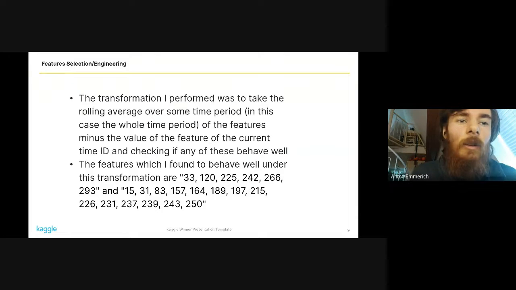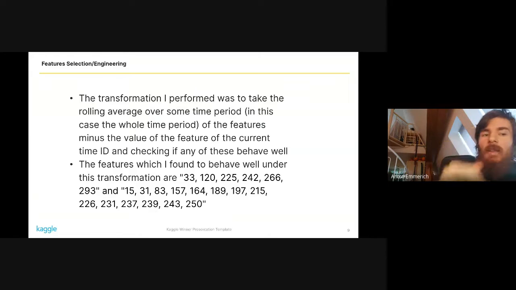Yes, exactly here. So what I just did, I took the features which are listed here, 33 to 293, and took the rolling average of the features over the time period and subtracted the current value of the features, and then I just added these together. And then I did the same for the next features listed there, the features 15 to 250, performed the same transformation, and then subtracted these features. And then this spits out some number, and this number is roughly proportional to the target.